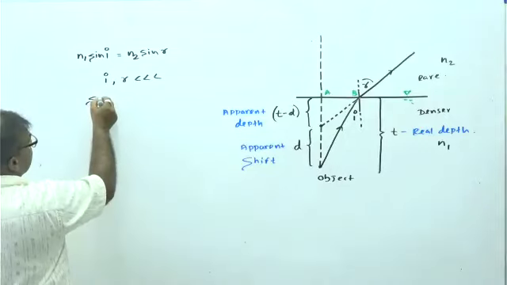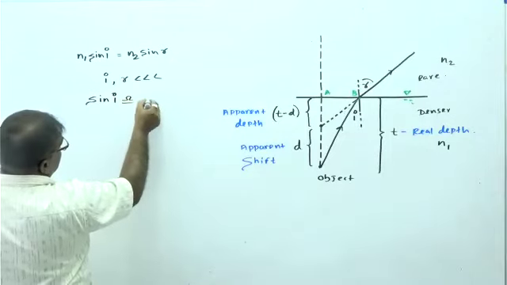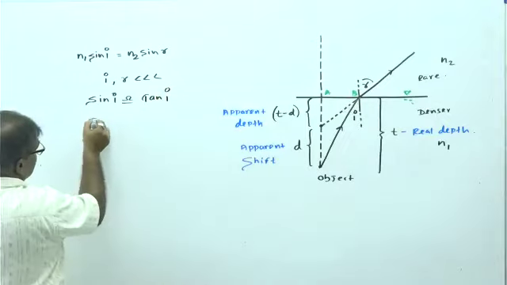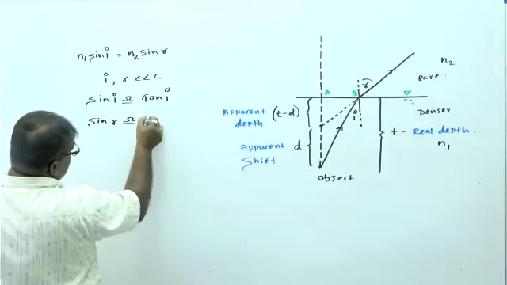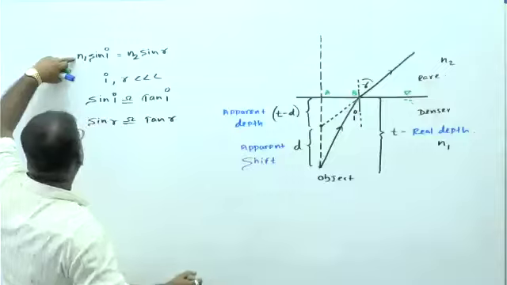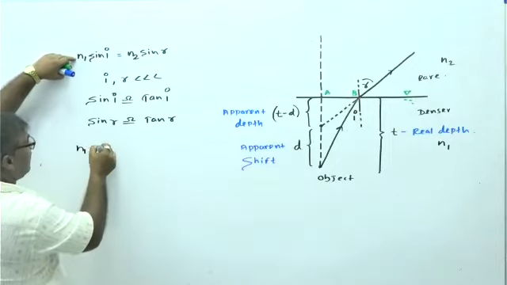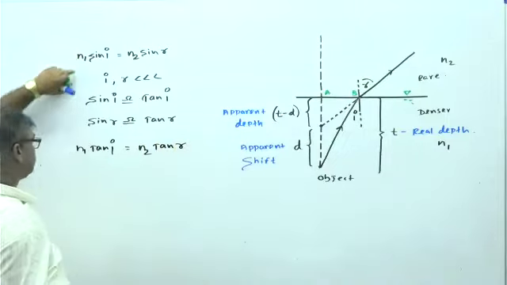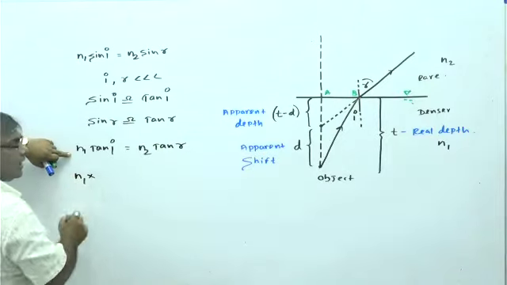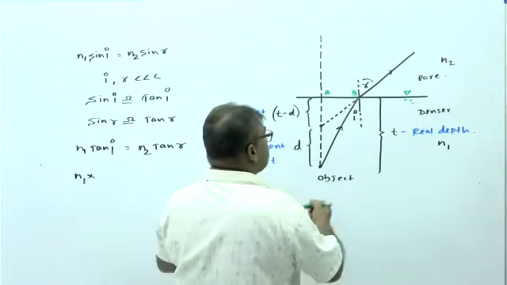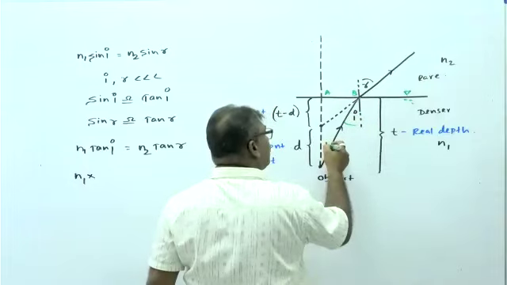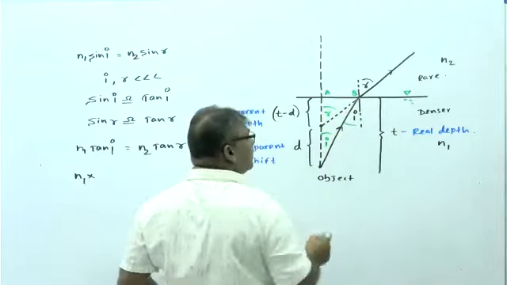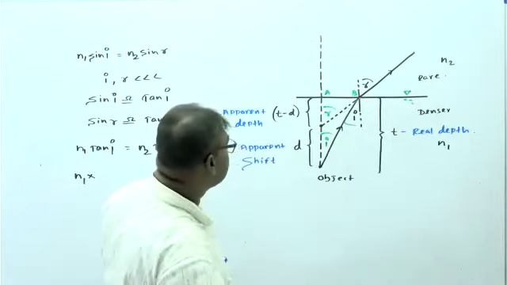Okay. Then sin I is nearly equal to tan I and sin R is nearly equal to tan R. So you can say N1 tan I equals N2 tan R. Let's see. This angle is I. This is also I, alternate angle. This is R. This is also R, corresponding angle.